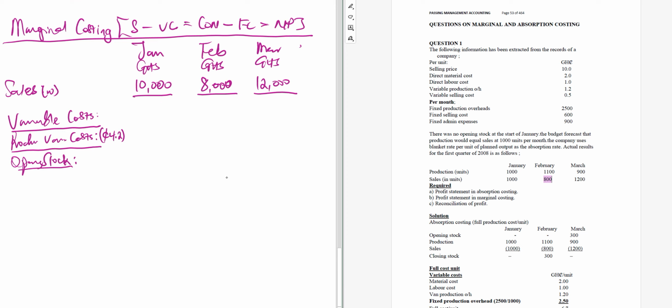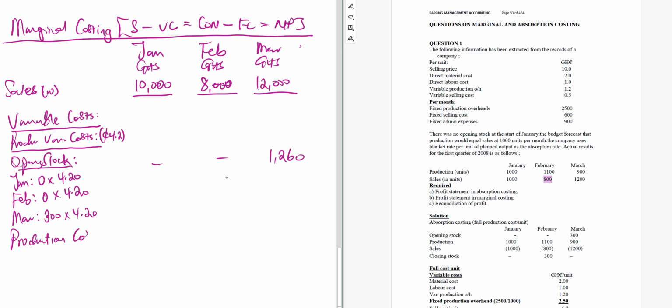So in that case, opening stock, when we come to January, there was no opening stock at 4.2, so it's nil. When we come to February, there was no opening stock, 0, also at 4.2. When it comes to March, there was opening stock of 300 at the same 4.2, which is 1,260.